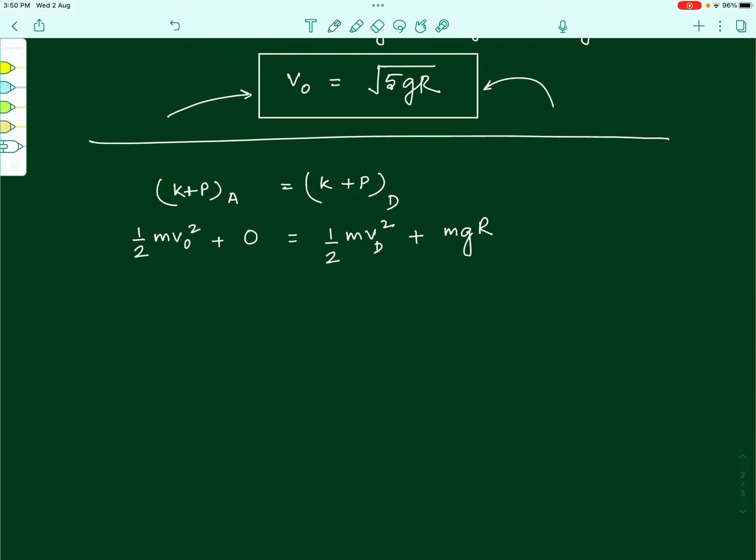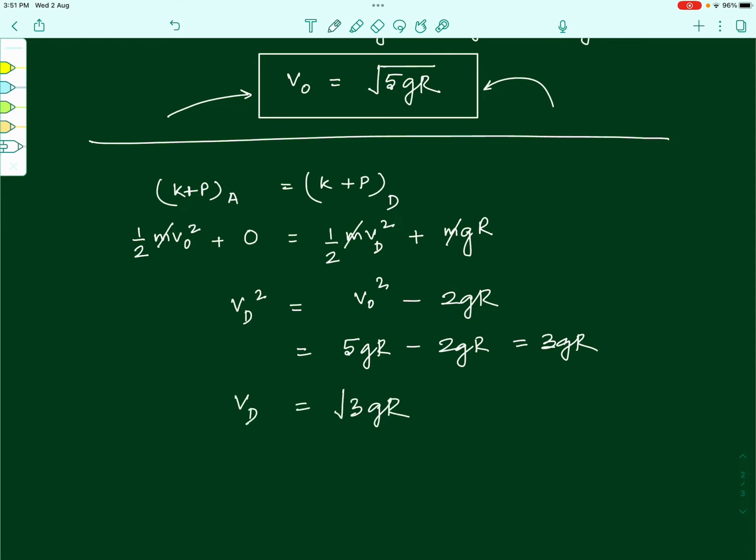And from here now, do we see we can easily find out the value of vd. m goes away, from here we can write vd squared is equal to v naught squared by 2, the 2 goes away, and into 2 minus 2gr. When we take 1 by 2 common throughout, this is what we will get, and substituting the value of v naught squared, which is 5gr minus 2gr, which is 3gr, we see that we get the value of vd as root of 3gr, right.